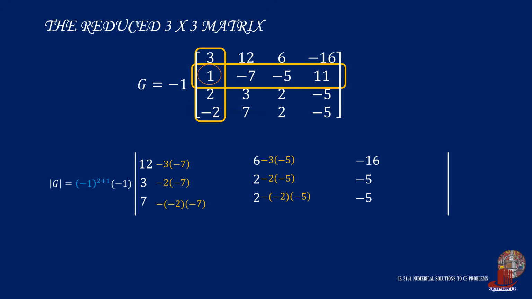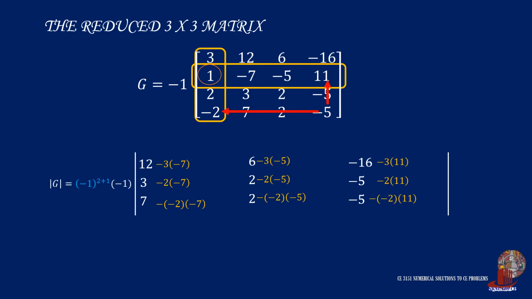For the last column, start at the top row and subtract 3 times 11 from -16. The next element below has -5 decreased by 2 times 11. The last element has another -5 subtracted by -2 times 11. Simplify all elements in the matrix. After another round of condensation, matrix G turned to be 3 by 3, which we can solve through Sarrus rule.